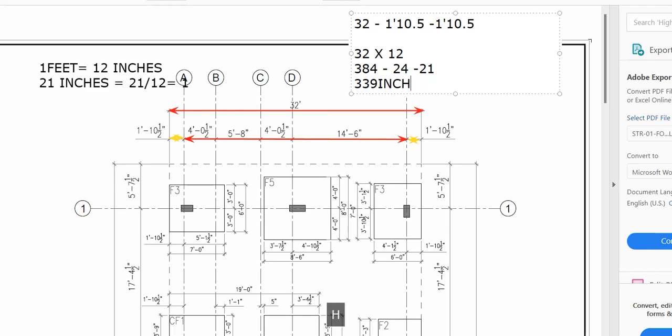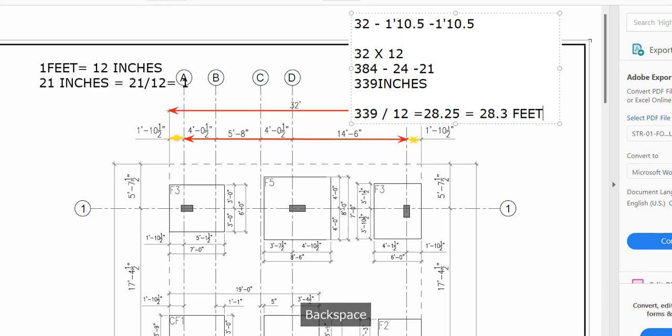But I'll convert this in terms of feet. So how do you convert? So 339, if I divide it by 12, because 1 feet is 12 inches and I want it in terms of feet, I'm getting 28.25, and I can say this as 28.3. What is that? Feet.